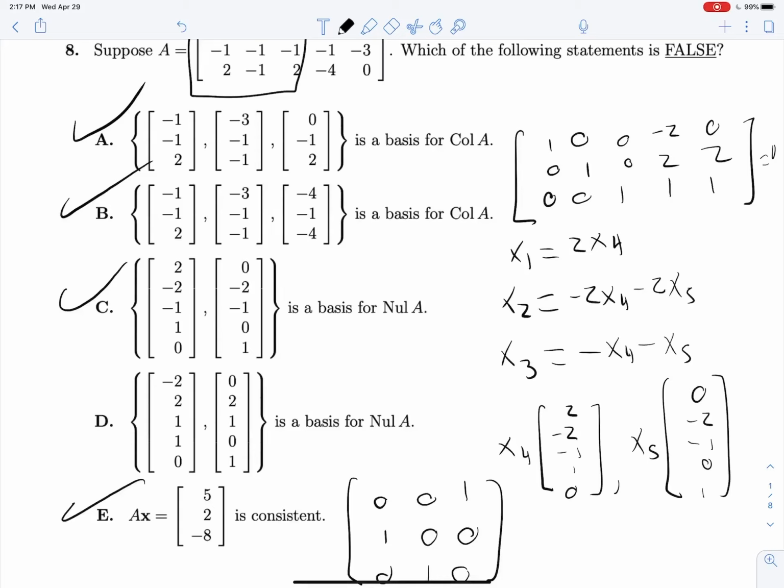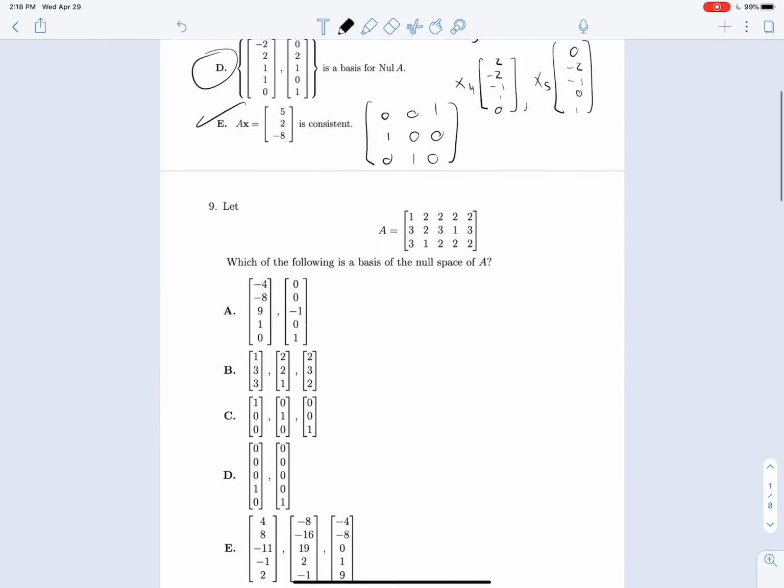Now for D, it's incorrect, because what they're doing here is they're flipping like half of the signs for the column space. Sorry, for the null space that we did solve for. They just flipped half the signs and got here, which is no good. That doesn't work. This is not how you solve for the null space. So no, that one is false.